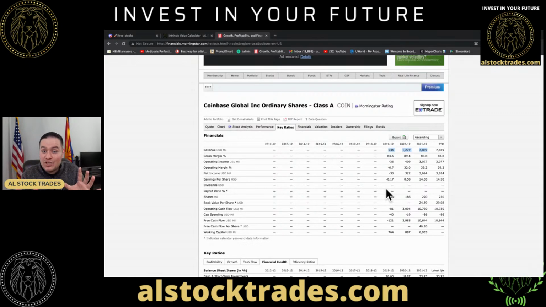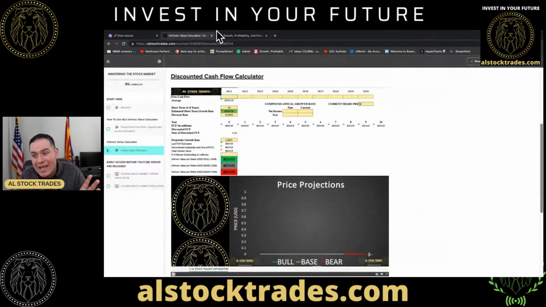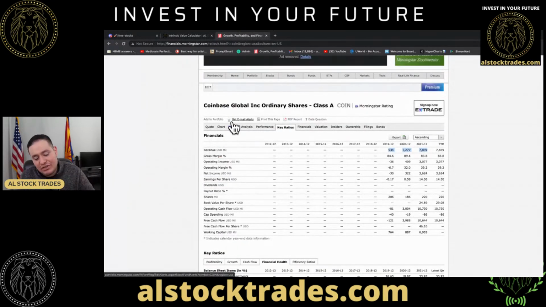So for all our Mastering Stock Market students who have access to this calculator, I'm going to show you a different method to evaluate a stock by morphing two calculators into one. We're going to be using 220 million shares. This is just a replica. We're just going to be using these two numbers for their free cash flow. We'll calculate that, and then go into our artificial intelligence analysis and technical analysis.